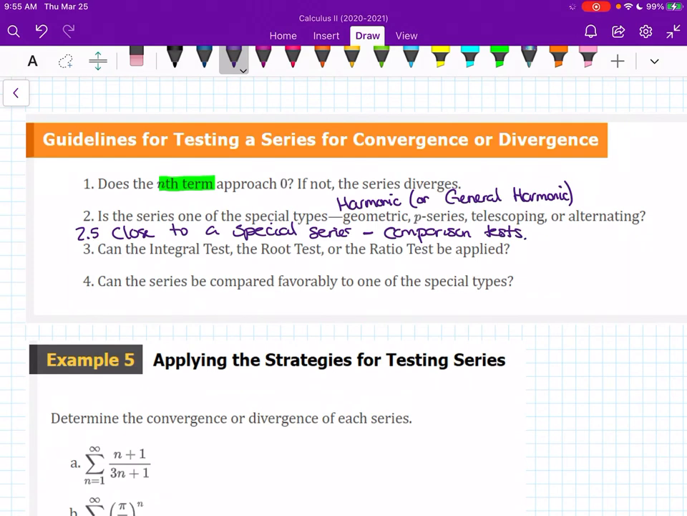And then the next thing to look at is the integral, root, or ratio tests. And then, can it be compared? So they're putting the comparison test last, but if it's really close to one of those special series, I might go straight to the comparison test before I would consider integral, root, or ratio. But if you look at it and you don't think the integral, root, or ratio test would apply either, then go ahead and do a comparison test.